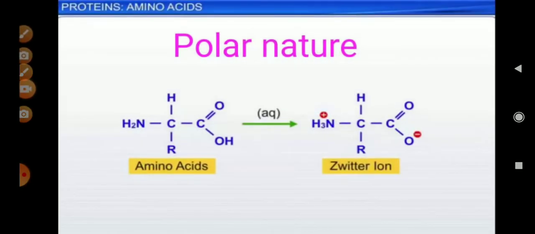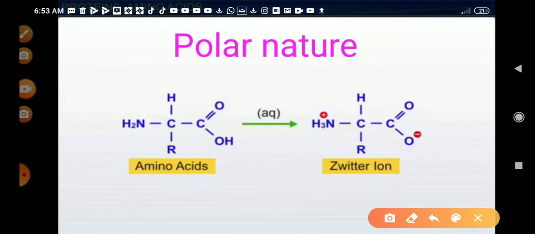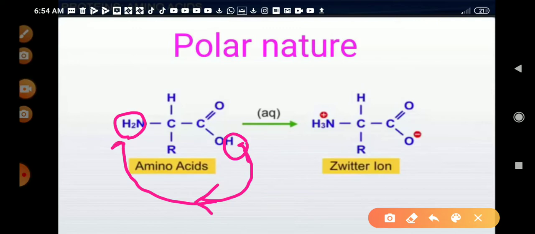That is polar nature. As the amino acids have an acidic group, we know that the acidic group in aqueous condition can donate H plus ion. Here the H is there. It can donate H plus ion because it is acidic in nature. And we know that bases can accept H plus. That means NH2 is a base. So the acidic group will donate the proton and the basic group will accept it.